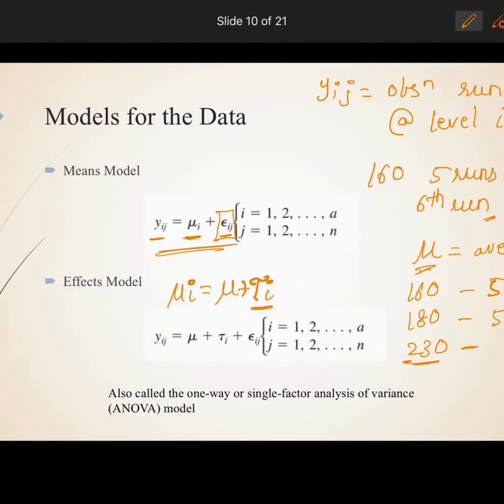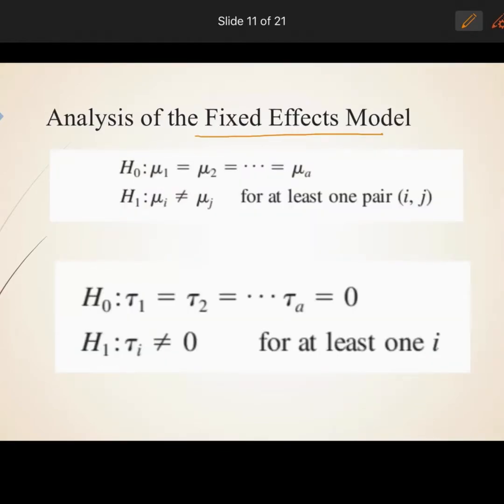In the ideal scenario, we would want the sum of all tau i's to be equal to 0, or tau 1 equal to tau 2 equal to tau n. That is, all the treatment effects are equal, or there is no effect of the treatment. This would be our null hypothesis here. And this is called the one-way ANOVA or single factor analysis.